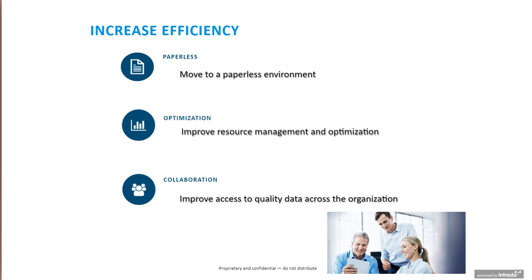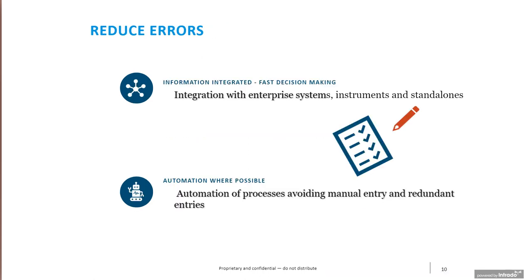It will also help you with optimization of your resources, meaning that you're going to have visibility of your equipment and analysts in order to manage and schedule those individuals for work. Collaboration, to be able to access the data across the organization. Many companies have silos of information. With a LIMS system, you're going to be able to have visibility between departments and even between sites.